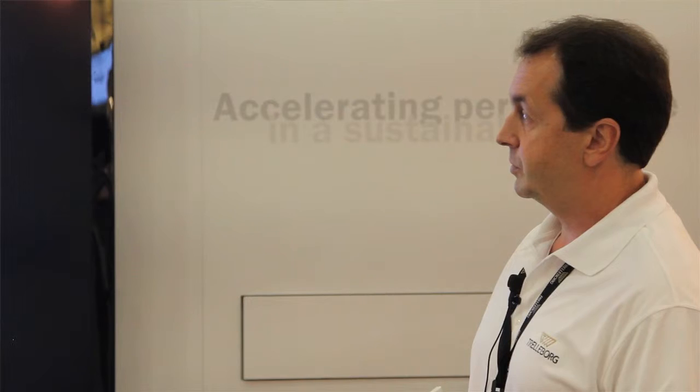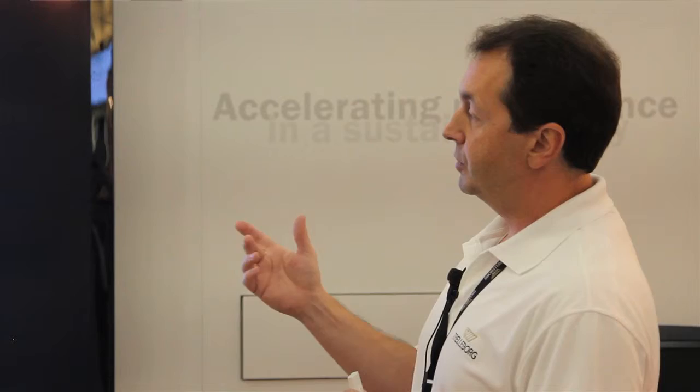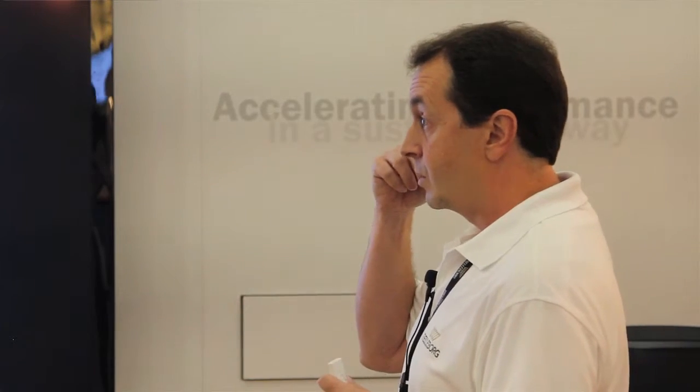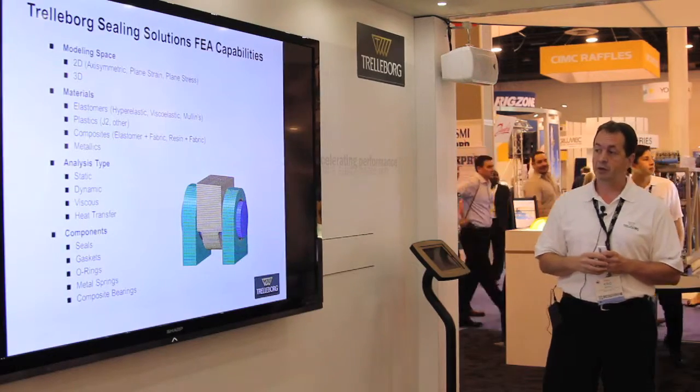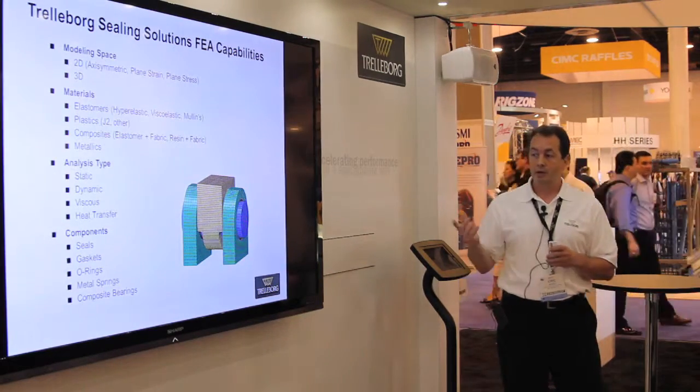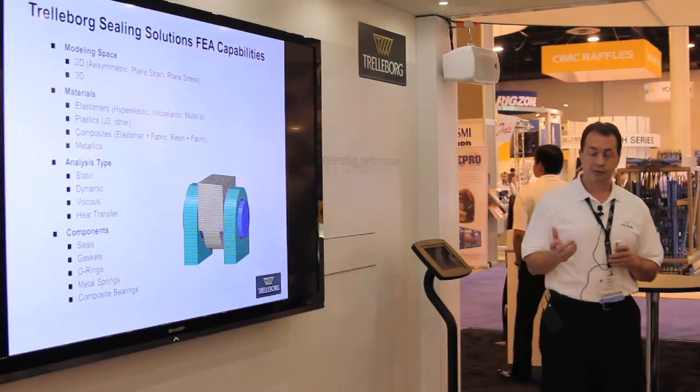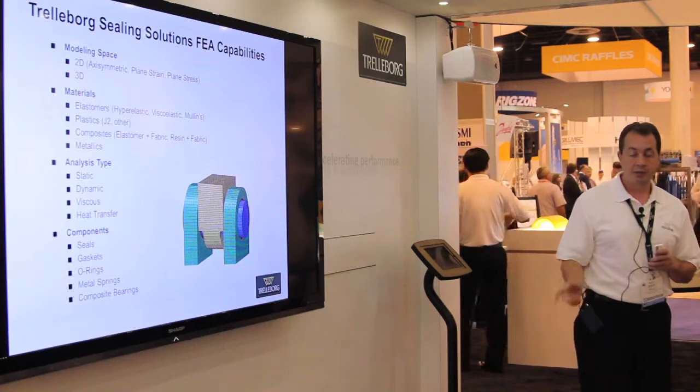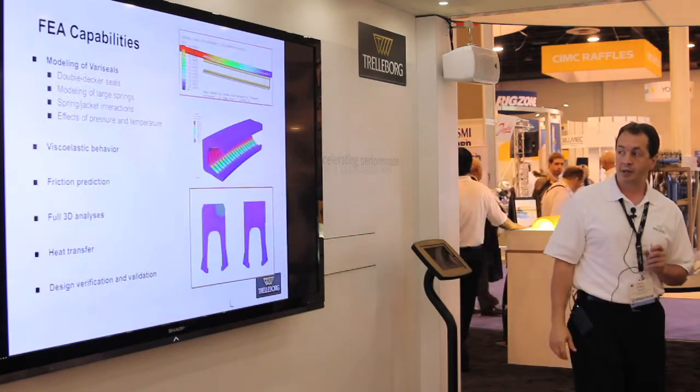Trelleborg has other capabilities for FEA. In addition to the 2D and 3D analysis I've just described, we can also analyze materials such as elastomers, plastics, composite materials, and even the metals that comprise the hardware or the mating surfaces of the seal. We can do this statically, we can do it dynamically, we can do viscoelastic examinations, and also heat transfer. And the components for the sealing world we test are, of course, seals, gaskets, O-rings, even the metal springs inside the seals, and composite bearings.